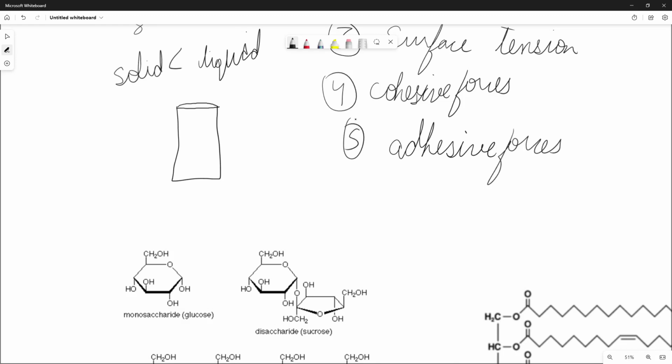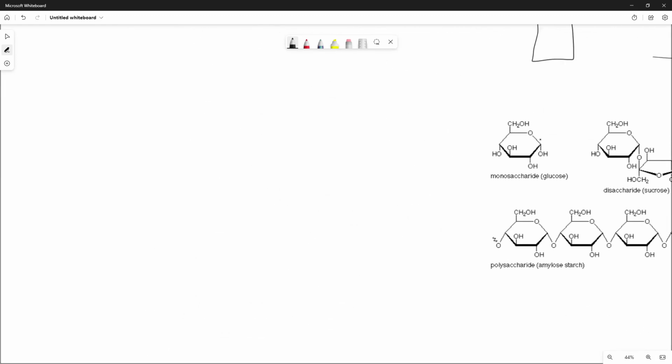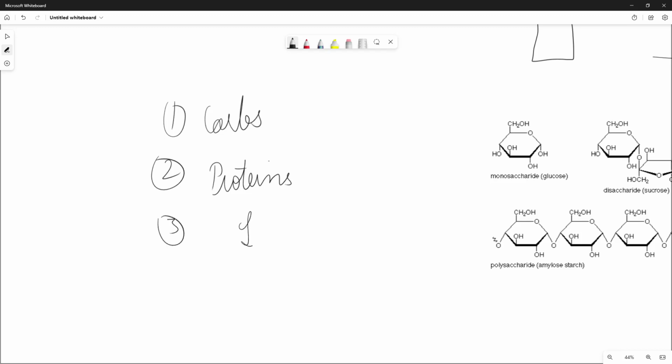The next important part of this unit is the four important biological macromolecules, which are carbohydrates, which I'll write carbs for short. Then we have proteins. Then we have lipids. And then we have nucleic acids.